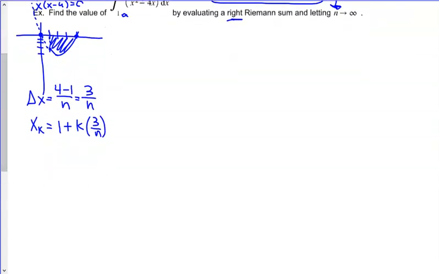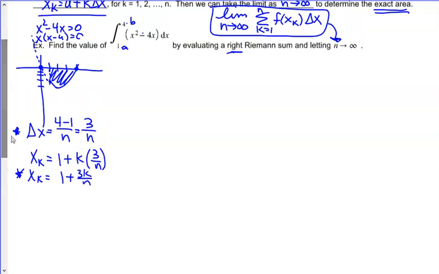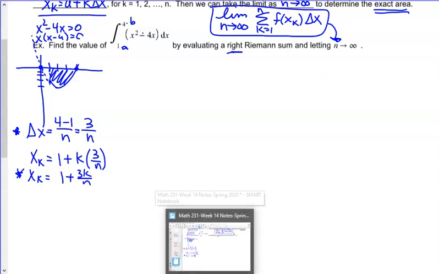And I'm going to be able to use this to evaluate my function. So x sub k here is going to be 1 plus, I multiply k times 3 and get 3k over n, just to simplify. Okay, so I need this, and I need this to be able to find the summation of k equaling 1 to n of my function value at x sub k times delta x.